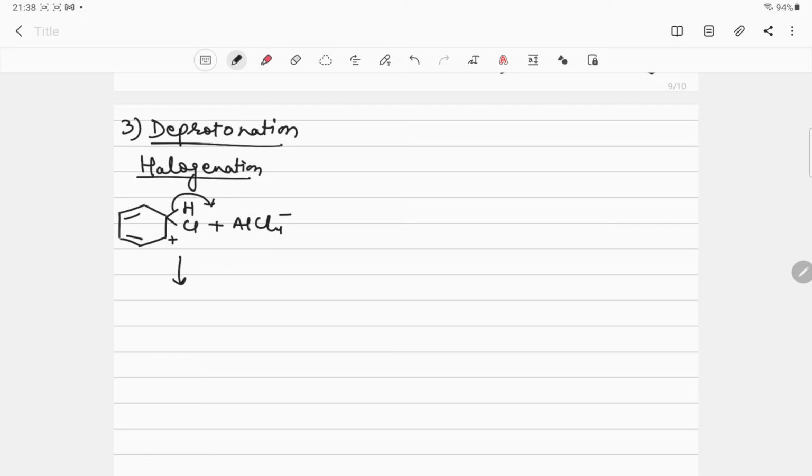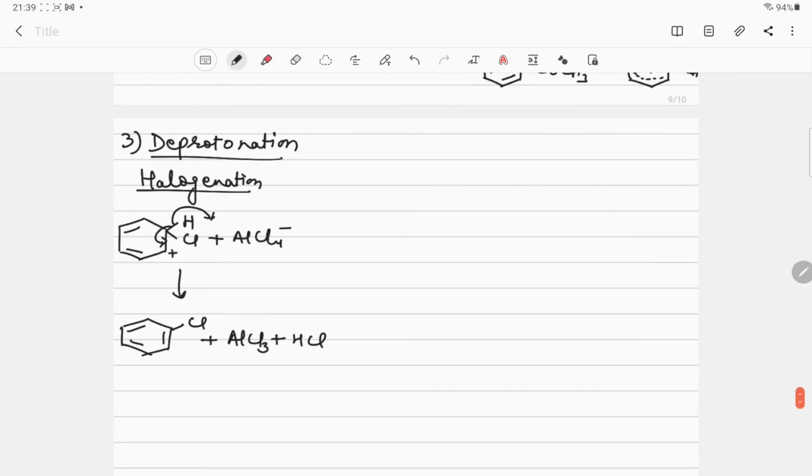So the pair of electrons will be shifted here, and that's how it is going to be. This will become chlorobenzene. These two bonds are as they are, and this became a pi bond, and here it became AlCl3. AlCl3 is generated back, plus HCl. So that's how the reaction gets completed, that is halogenation.